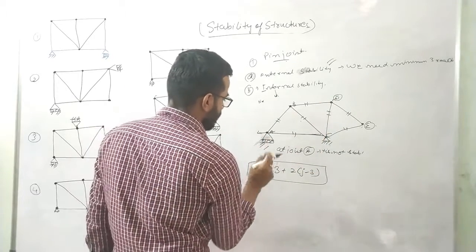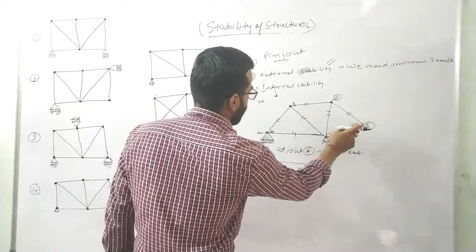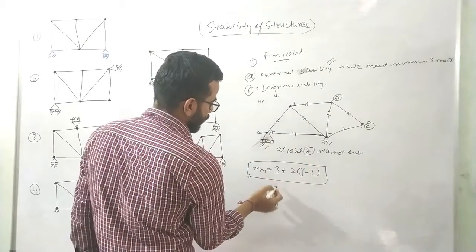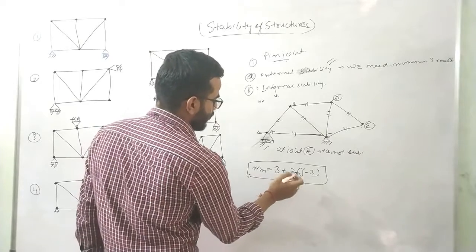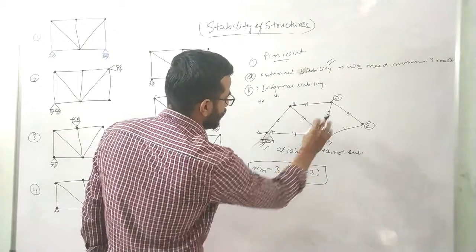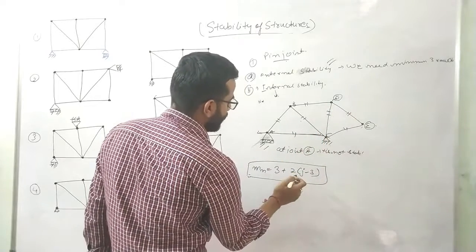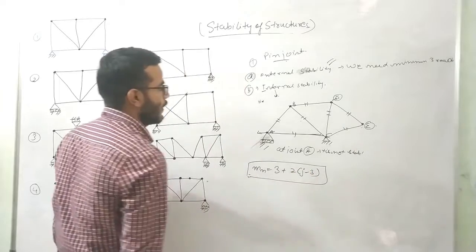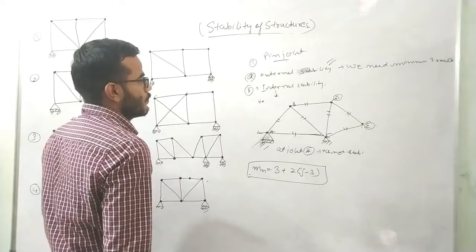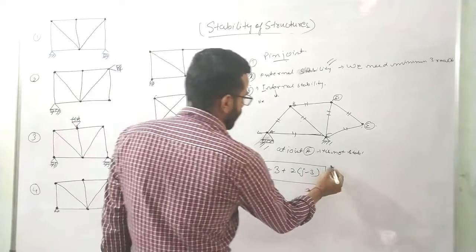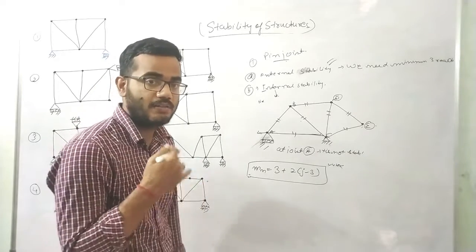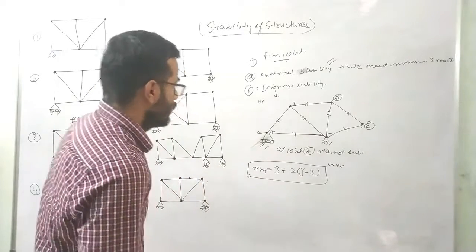Like that, here initially we have 1, 2, 3, 4, 5 joints. For the first three joints we require three members. For the remaining joints, 5 minus 3, which is two joints, I require only 4 members: 1, 2, 3, 4. So that is our case. This is the important criterion we have to consider while checking whether the members we have provided are sufficient or not.